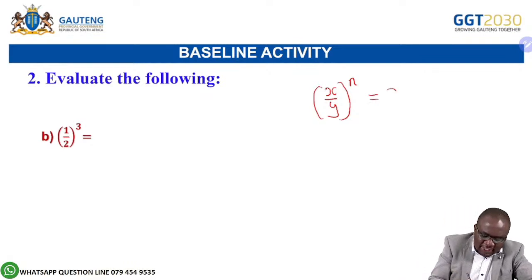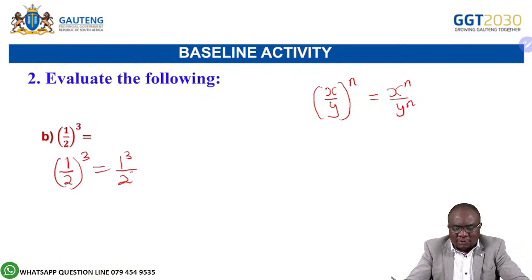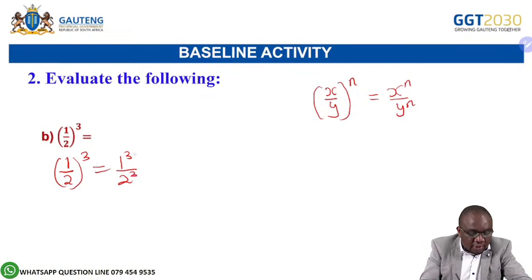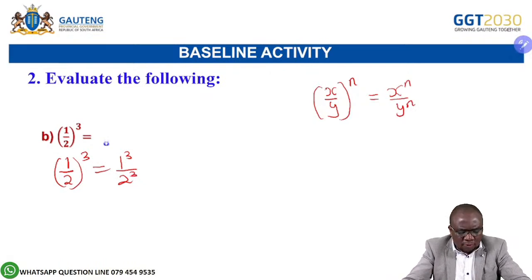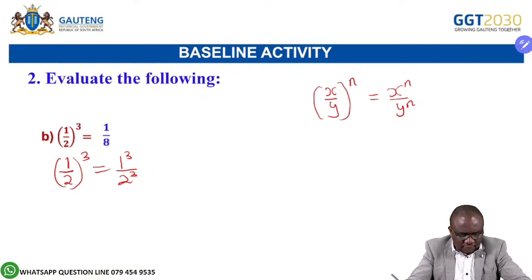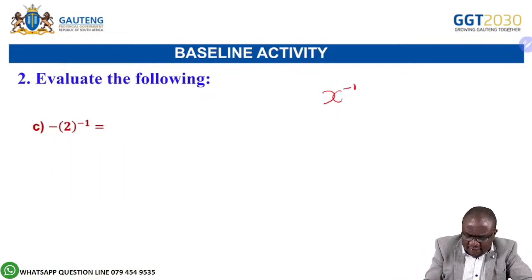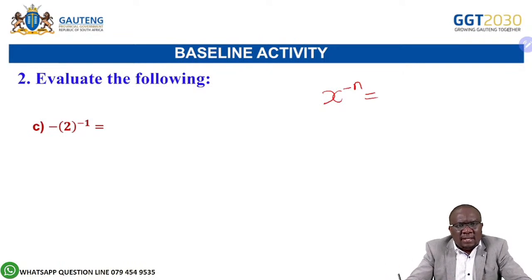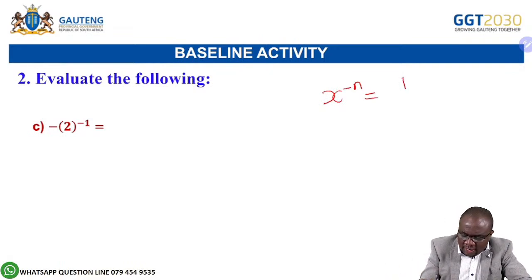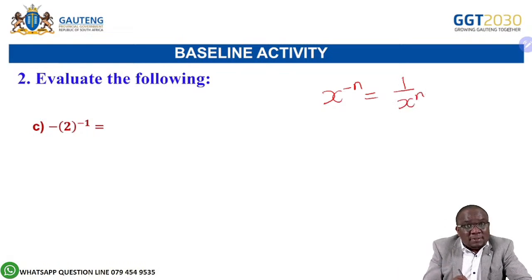So we can apply it here and say (1 over 2) to the power 3 is equal to 1 to the power 3 over 2 to the power 3. Do you see that? And then what is our answer? 1 to the power 3 is 1, then 2 to the power 3 is 8. So we get 1 over 8. Mark your work there. Let's go to C. Do you remember this law? x to the power negative n is equal to 1 over x to the power n. Do you remember that? It is the same thing we're going to use here.